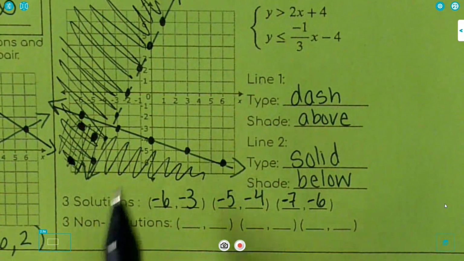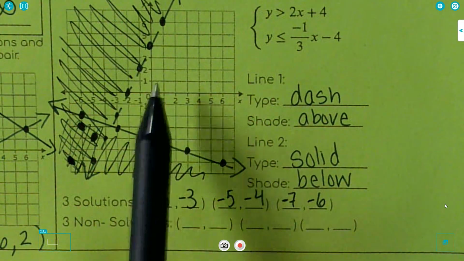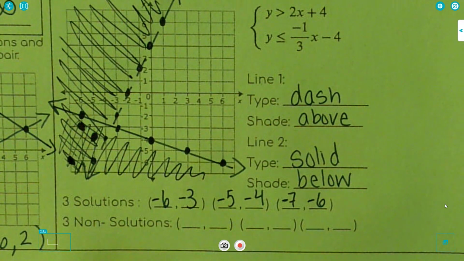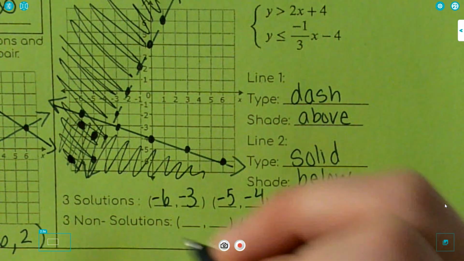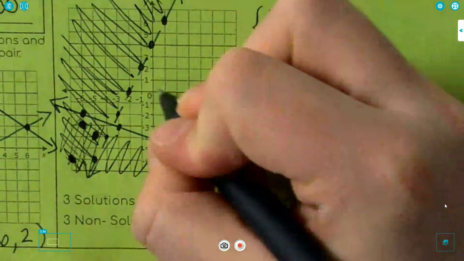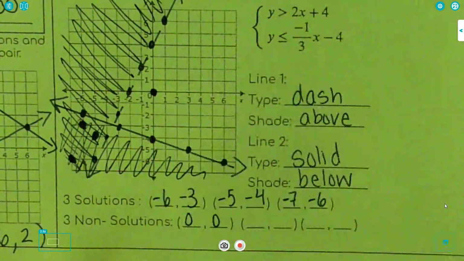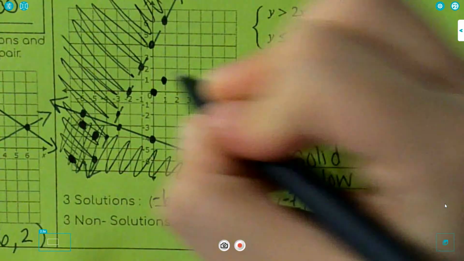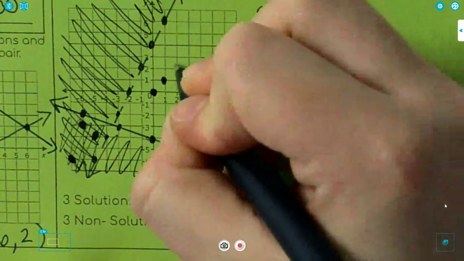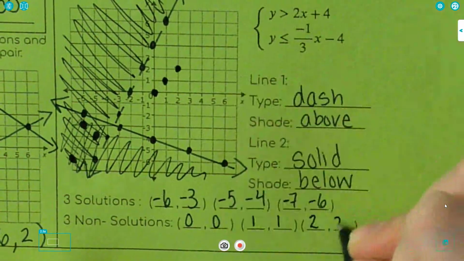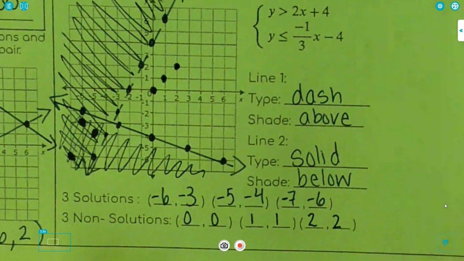Non-solutions are anywhere in the single shaded areas or the non-shaded area. What is a non-solution for this one? 0, 0. Awesome. I agree. What's another non-solution? 1, 1. Guess what? 2, 2. Those are not solutions. Okay. Work smarter, not harder. Any questions right now?